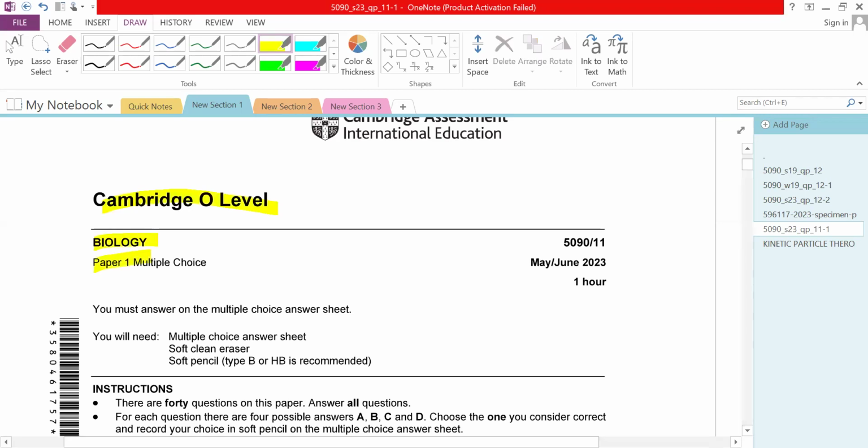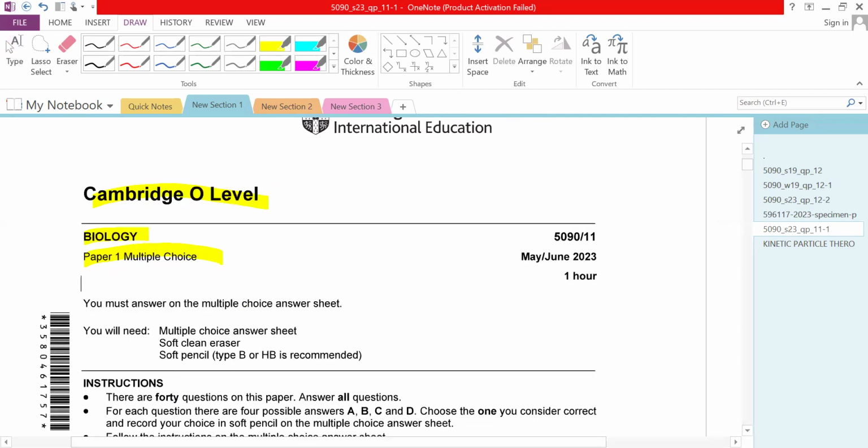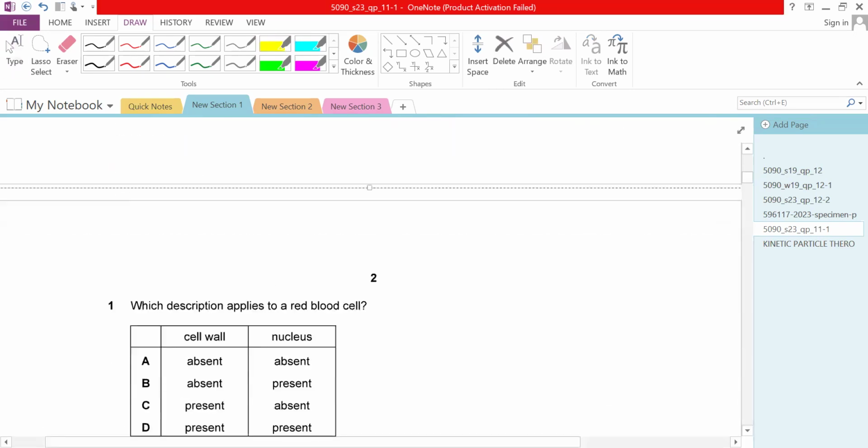Today we'll be doing O levels biology paper 1 multiple choice. The code for O levels biology is 5090 and this is variant 11 of May June 2023. This paper is of 1 hour. It has 40 questions and each has 4 possible answers and you have to choose the correct one and record your choice using a soft pencil on a multiple choice answer sheet.